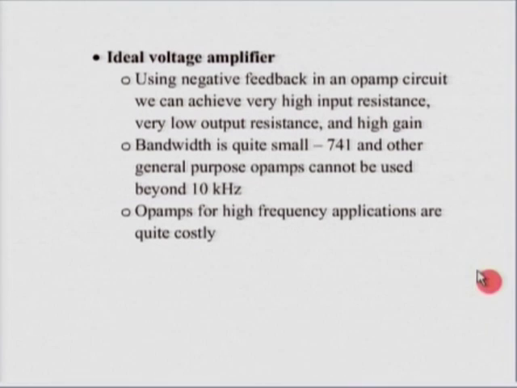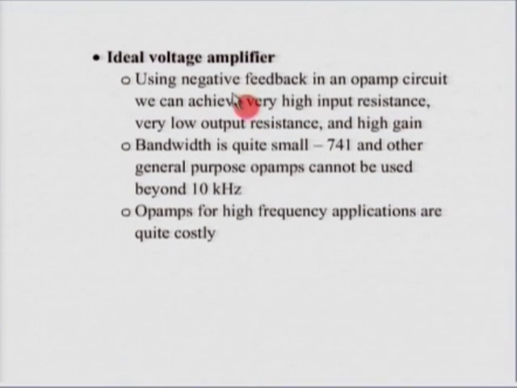Now when we look at an ideal voltage amplifier, we studied last week that you can think of an op amp as almost an ideal voltage amplifier. This is because when you use negative feedback in an op amp circuit, especially the non-inverting amplifier circuit, you would see that the input impedance is very high, which is a requirement for a voltage amplifier. And again because of the negative feedback, the output resistance is extremely small, again what is required of a voltage amplifier.